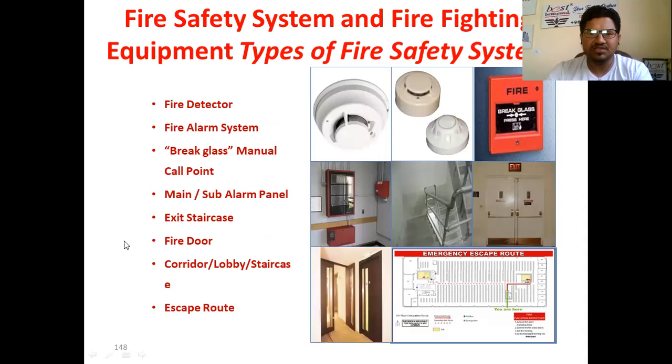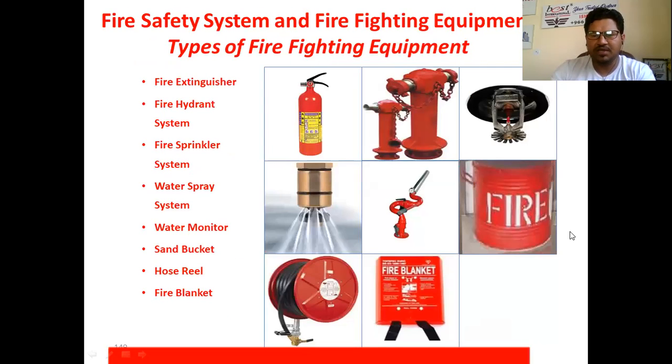There are different types of fire safety systems, but important elements are the fire detector and fire alarm system, breaking glass like a manual call point, and the main sub-alarm panel. The exit staircase is important. Fire doors, corridors, lobbies, staircases, and escape routes through an evacuation map must be easily understood by all employees, and there must be some practice drilling. For the types of firefighting equipment, you can see some pictures and names: fire extinguisher, fire hydrant, fire sprinkler, water spray, water monitor, sand bucket, hose reel, and fire blanket.